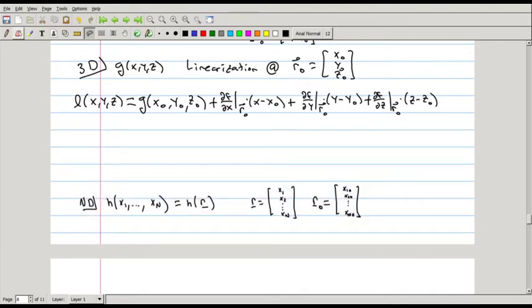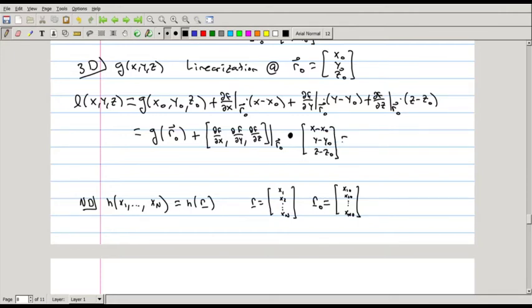Likewise, in 3D, this linearization can be written as the function g at the point r naught plus the gradient vector at the point r naught, vector dot product in 3D with the vector x minus x naught, y minus y naught, z minus z naught, or most compactly as g of r naught plus the gradient vector of g.